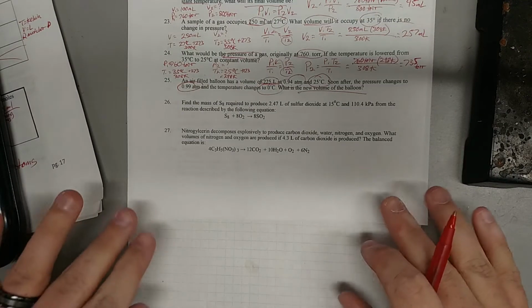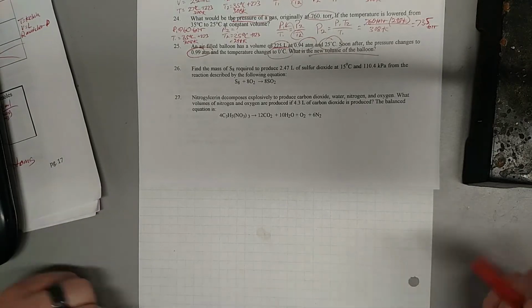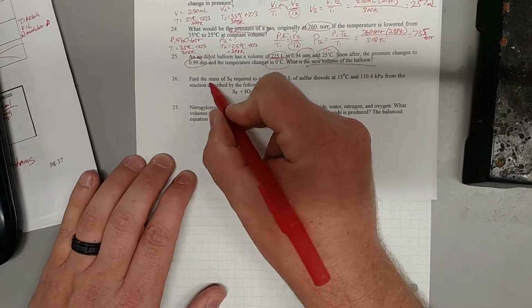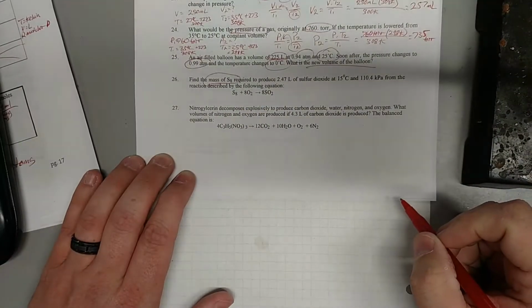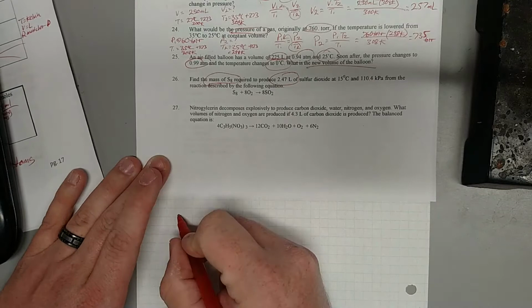All right, here we go. Next one, number 26. Just like the last problem, not a lot of room, so we're going to do it down here at the bottom. And this one is a couple techniques put together, and let's figure out how we know that. So it says find the mass of S8, sulfur, if the volume is 200.